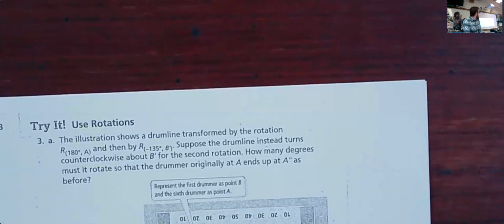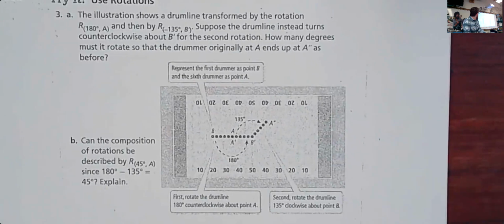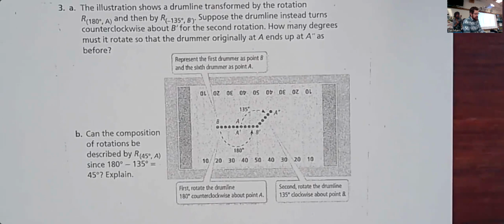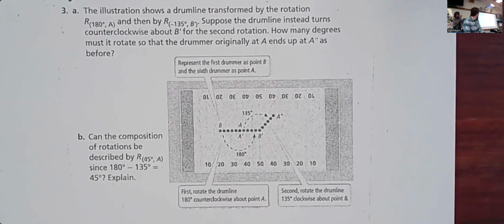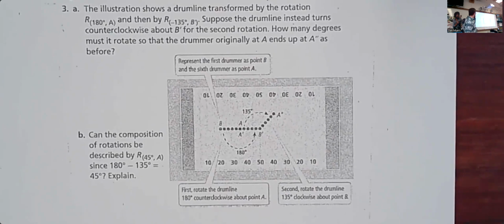So this last one has to do with a marching band. I'll talk about this, and then we'll investigate what's going on with it. It says the illustration shows a drum line transformed by the rotation of 180 degrees around point A, and then it's rotating negative 135 degrees around point B.